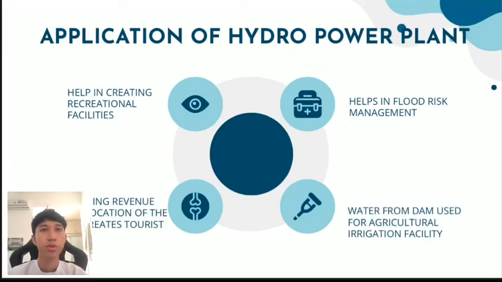Next, we move to the applications of hydroelectric power plants. Firstly, they help in creating recreational facilities. Second, they also help in flood risk management. The water from the dam is used for agricultural irrigation facilities. And lastly, they help in generating revenue, as the location of the plant creates a tourist spot.